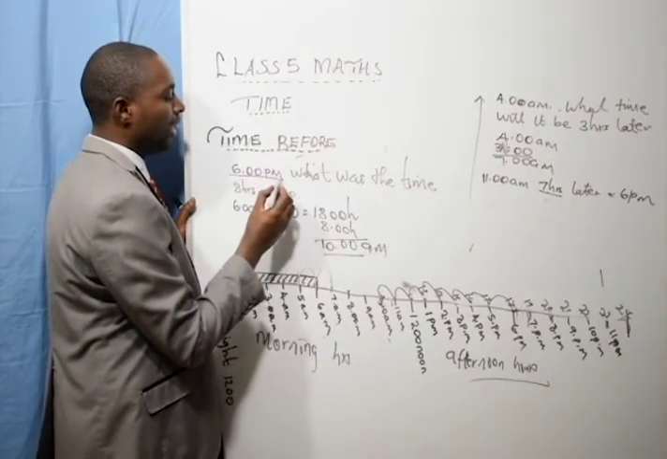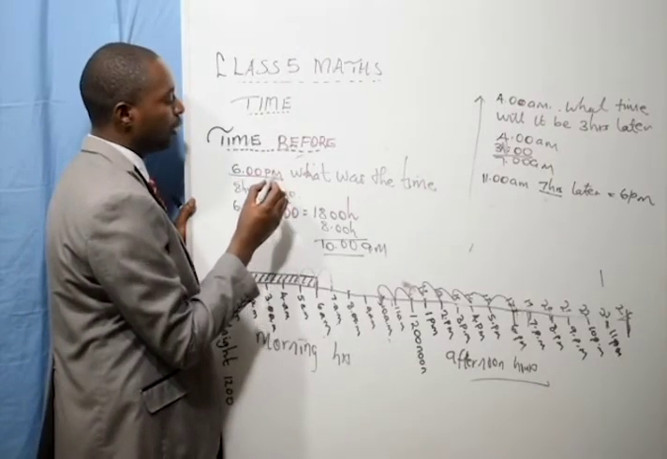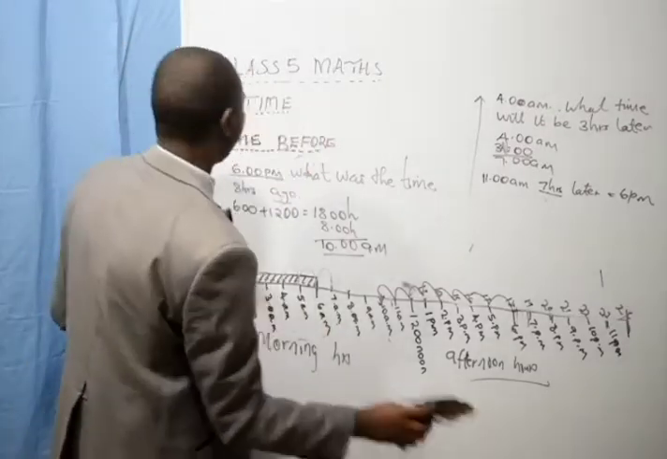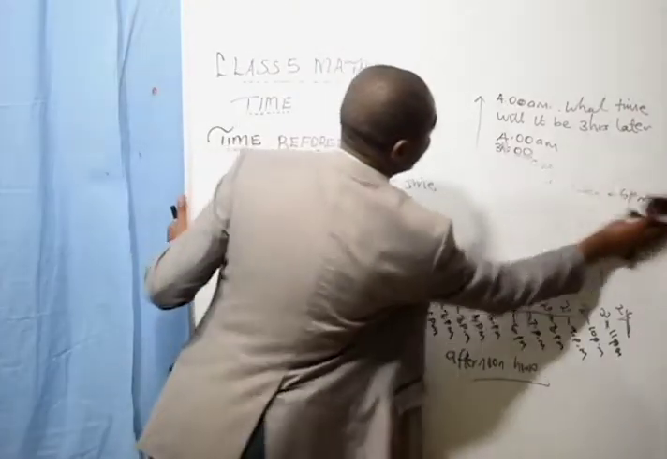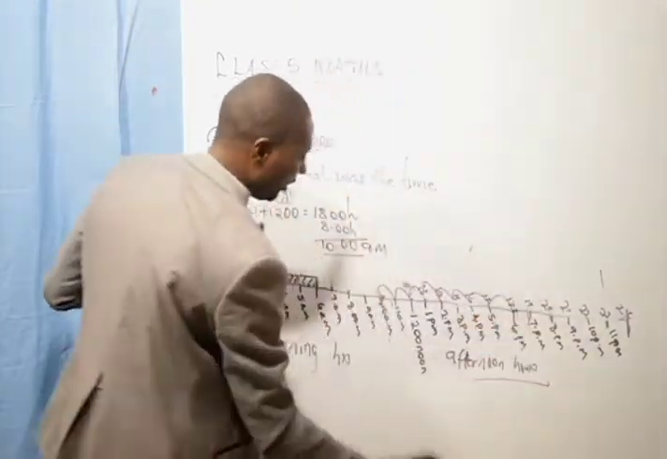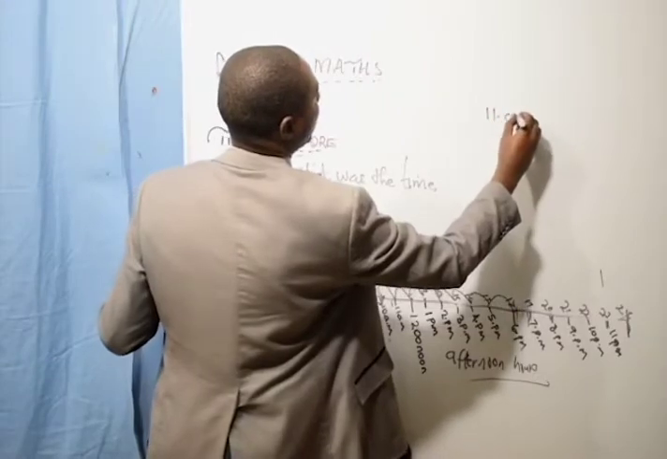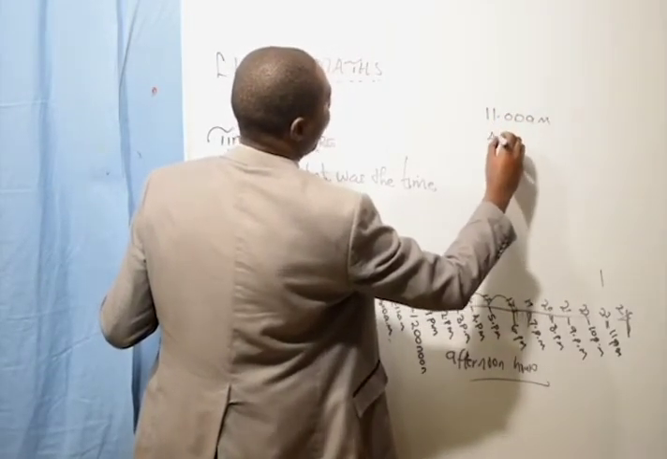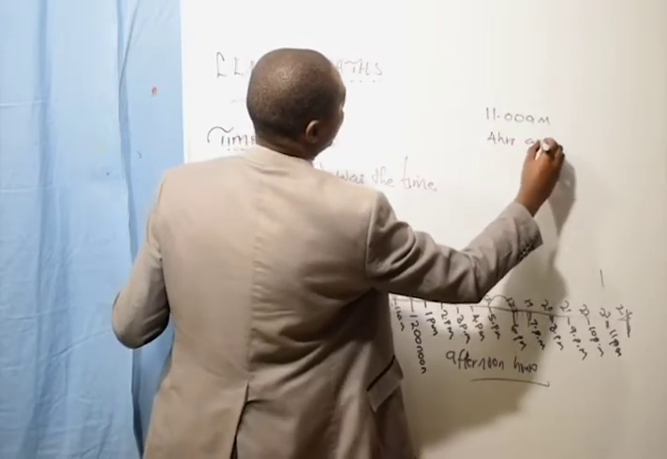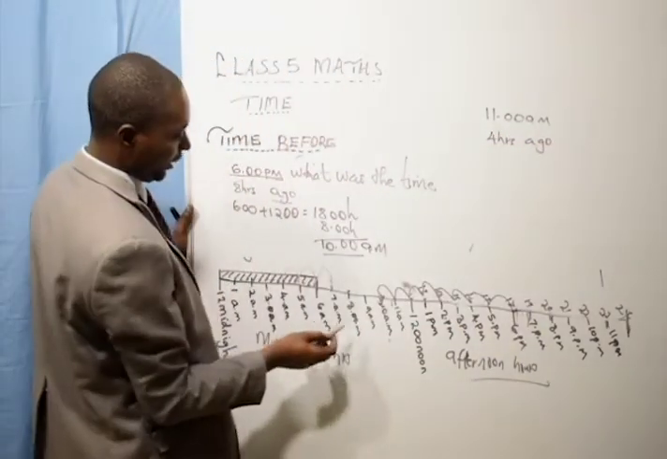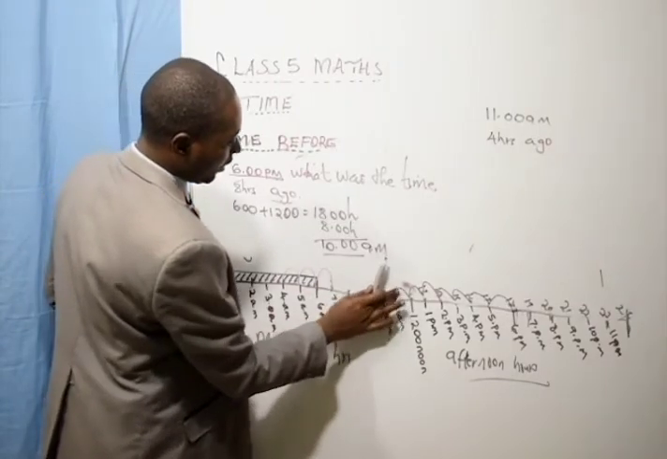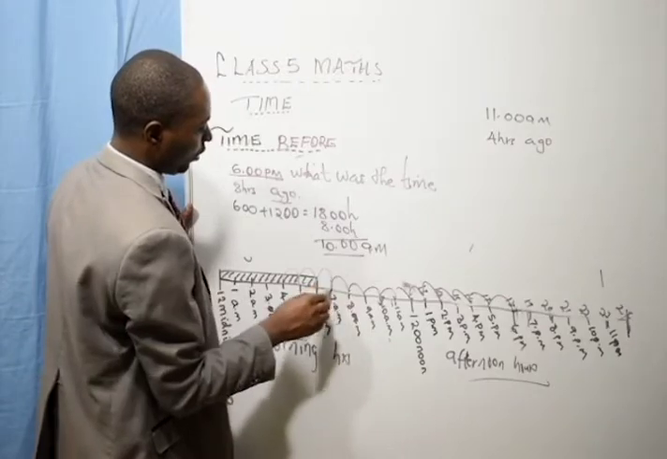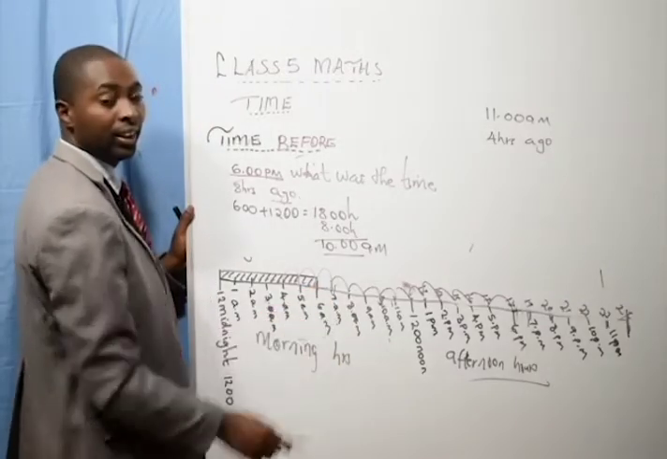Anytime you see PM, add 12. But if it is not PM, don't add anything. For example, such a question where you are given, it is already 11:00 AM. What time was it 4 hours ago? In a simple way, it's getting to 11, and then we count 1, 2, 3, 4. It's supposed to be 7.